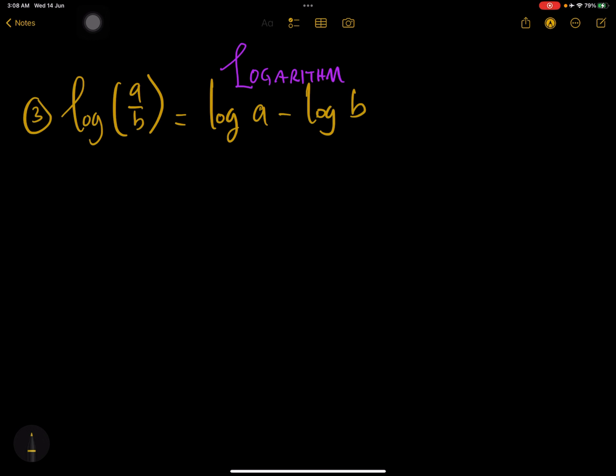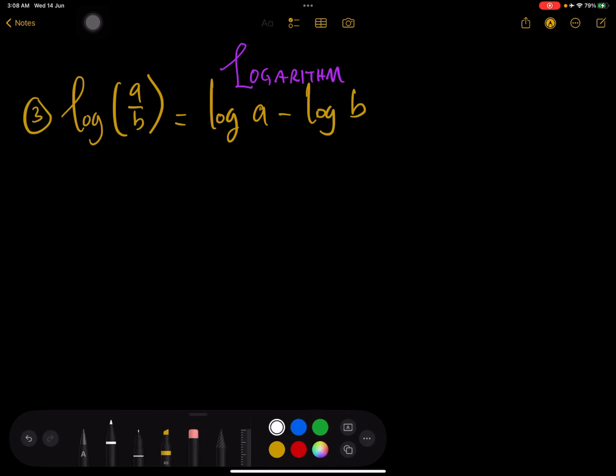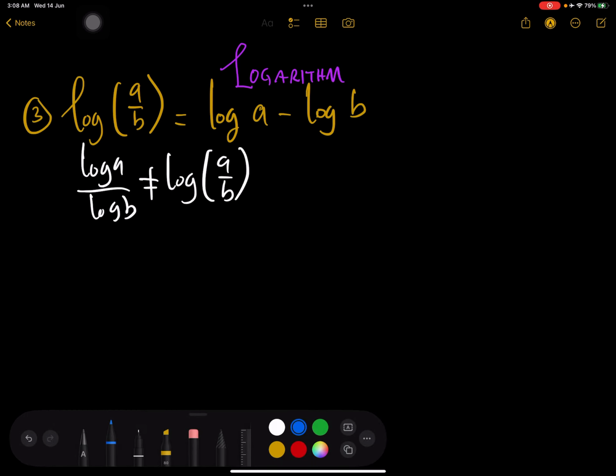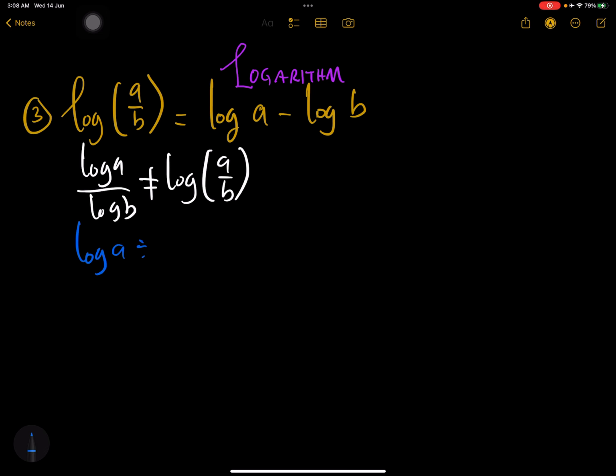Now, we are not saying it's the same thing as that. Be careful. We're not saying log A divided by log B. It's wrong. It's not the same thing as log of A divided by B. They're not the same. So we need to be careful.